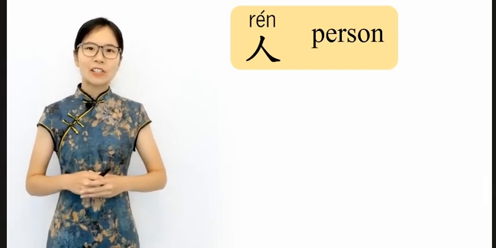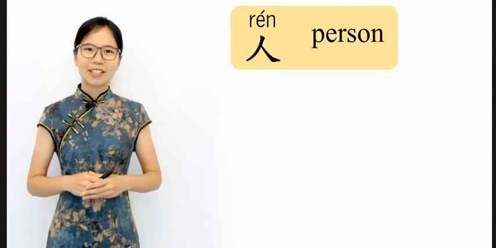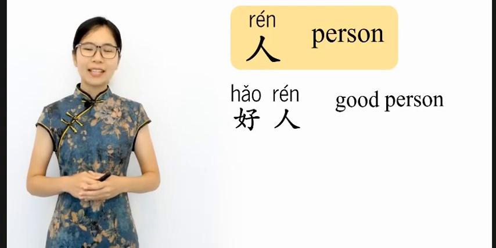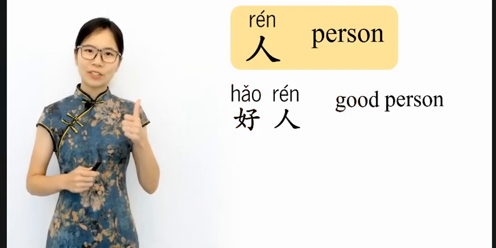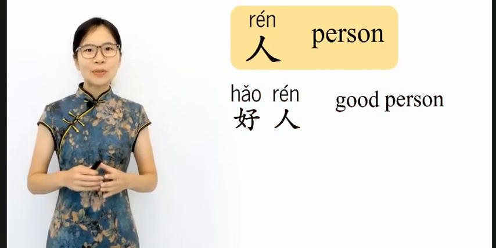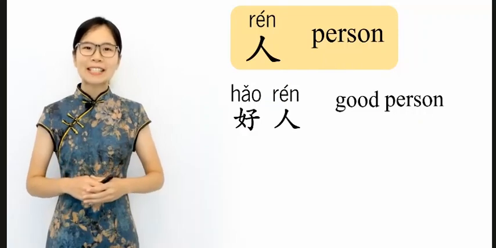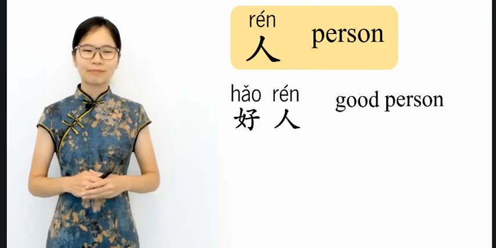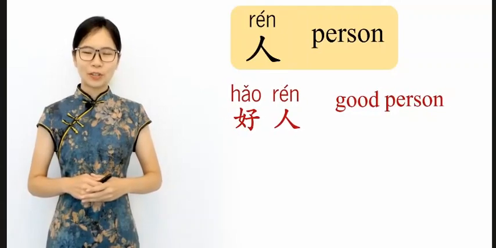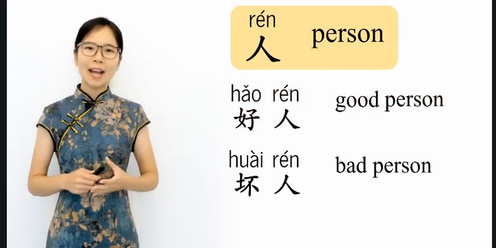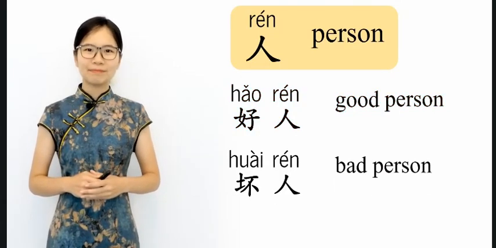Now, let's take a look at some example words that use the character 人. First is 好人. The character 好 means good, so 好人 means good person. This is used to describe a person who has integrity and does good things for other people. 好人, good person.